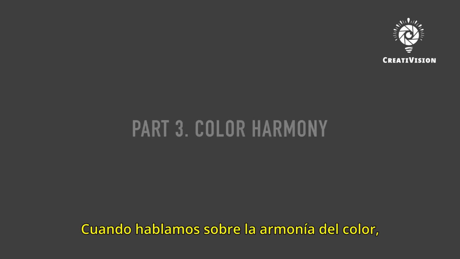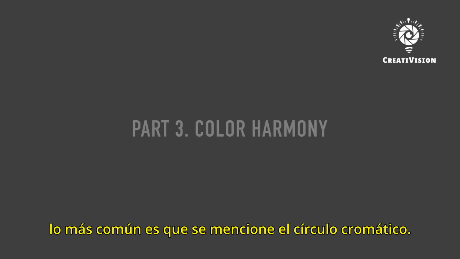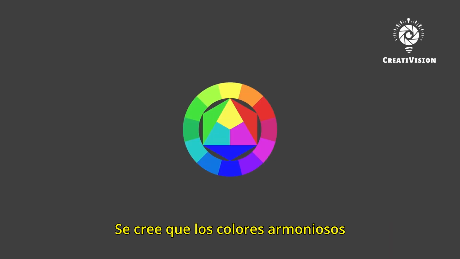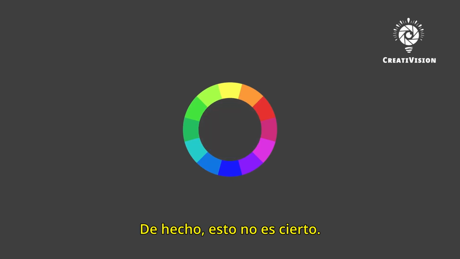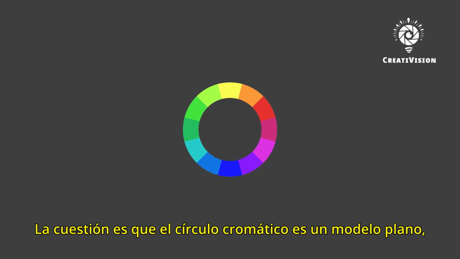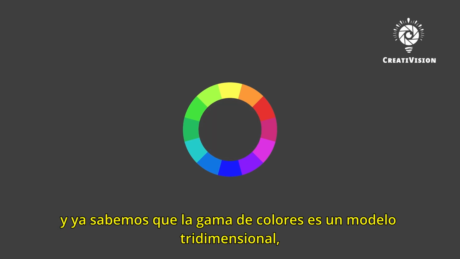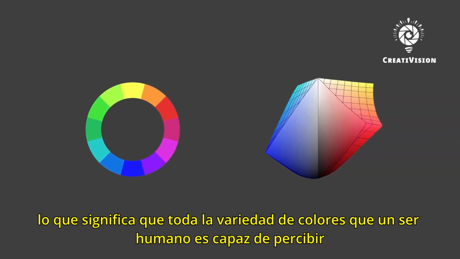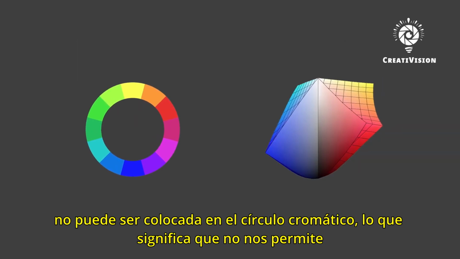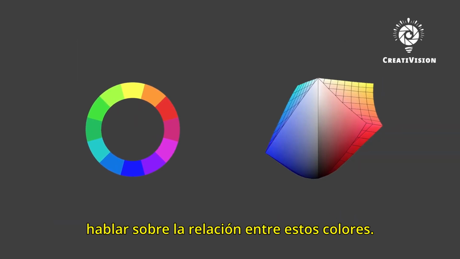When talking about color harmony, most often the color wheel is in the spotlight. It is believed that harmonious colors are supposedly located on this circle in a special way. In fact, this is not true. The thing is, the color wheel is a flat model, and we already know that the color gamut is a 3-dimensional model. Meaning, all the variety of colors that a human is able to perceive cannot be placed on the color wheel, which means that it doesn't allow us to talk about the relationship between these colors.